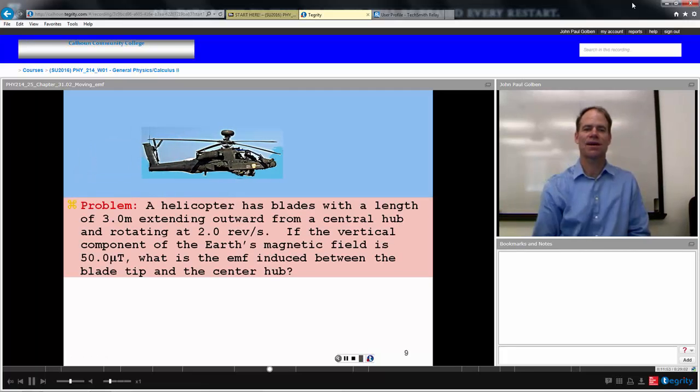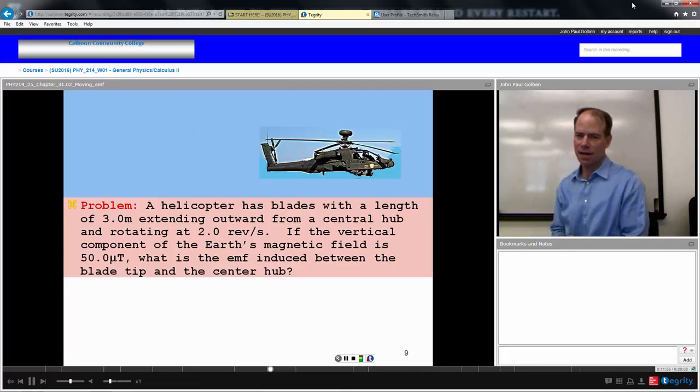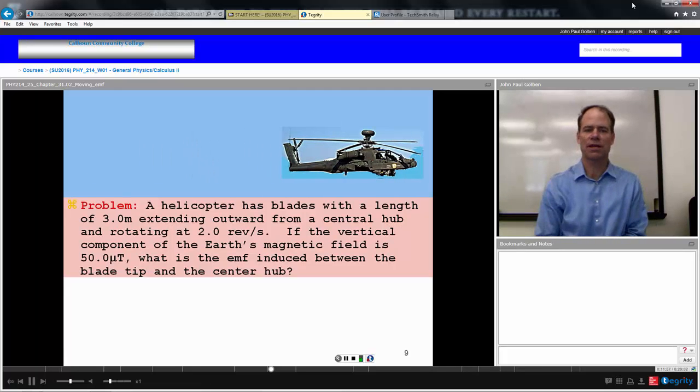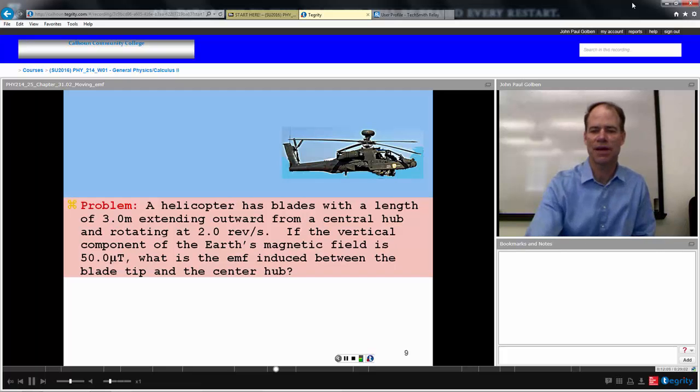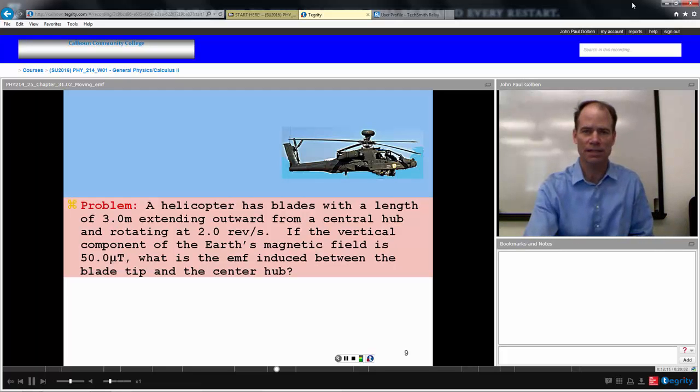Let's try this out. A helicopter has blades with a length of 3 meters extending outward from a central hub and rotating at 2 revolutions per second. If the vertical component of the Earth's magnetic field is 50 microtesla at that point, what is the EMF induced between the blade tip and the center hub?